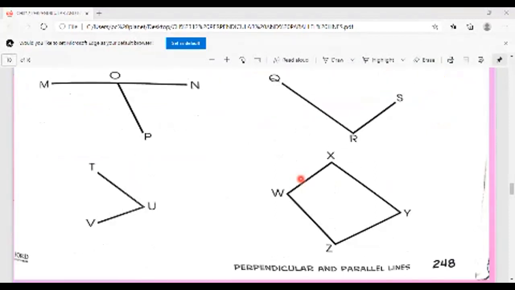Teacher is asking you. Look at the first picture. Now I'm sure that you know which pair of lines are perpendicular. Are they perpendicular? Are they making a right angle? Is there any straight L? No. So there is no perpendicular line in this figure. Let's move on to the next one.